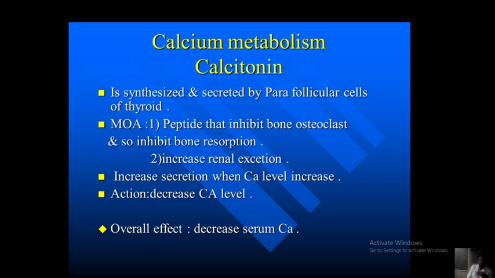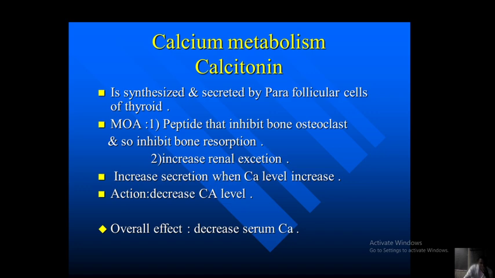PTH and vitamin D3 are similar, only the phosphorus effect is different. From the kidney, PTH will reabsorb calcium but it will excrete phosphorus. That is the difference. And in the intestine PTH has only an indirect relation. That means it increases the activity of 1-alpha hydroxylase, which in turn increases the activity of vitamin D3, and vitamin D3 will do the function of absorption of calcium from the intestine.